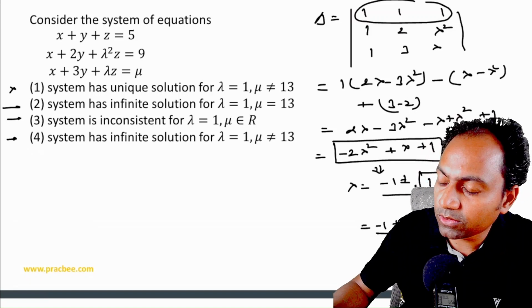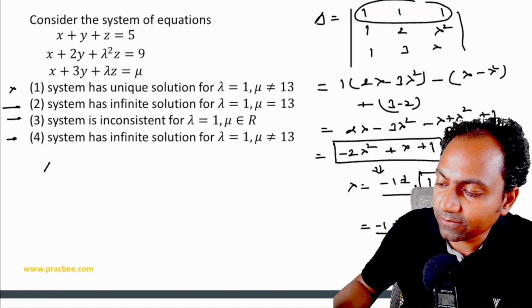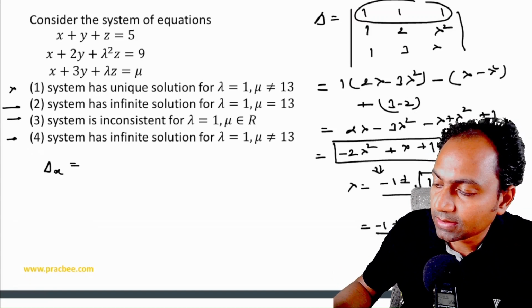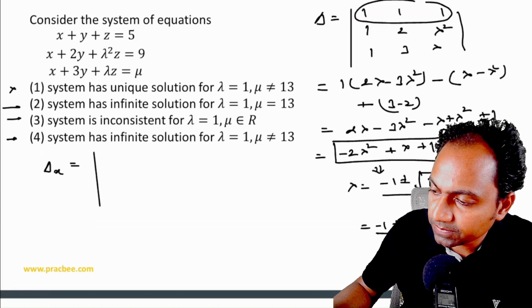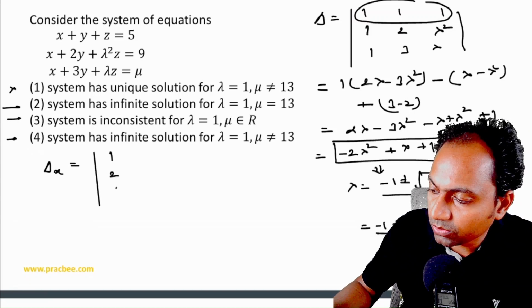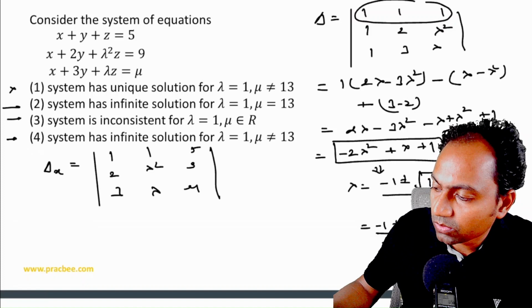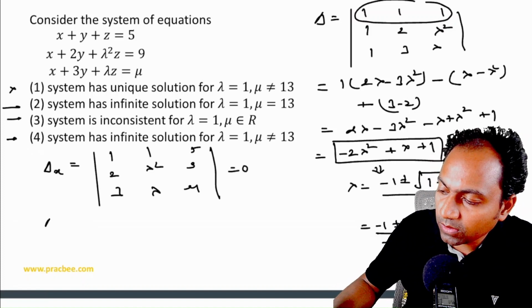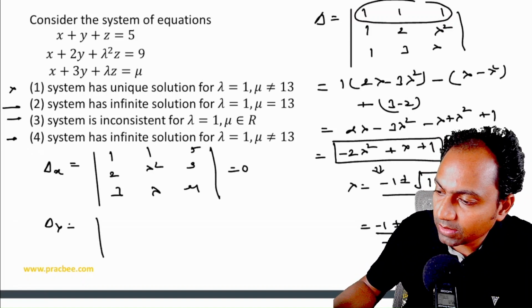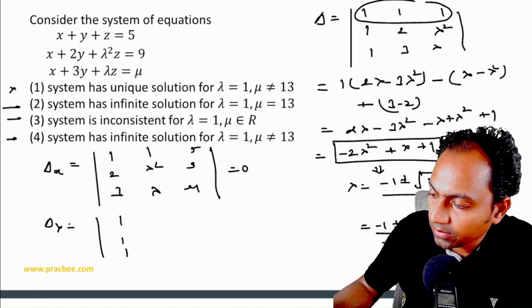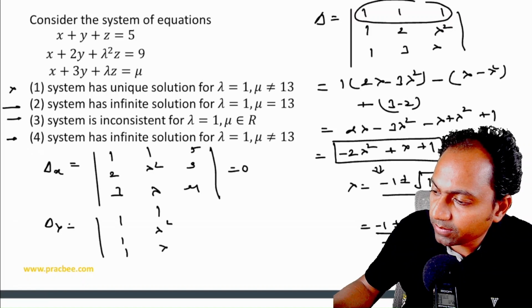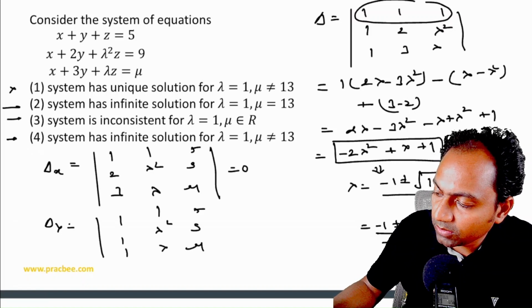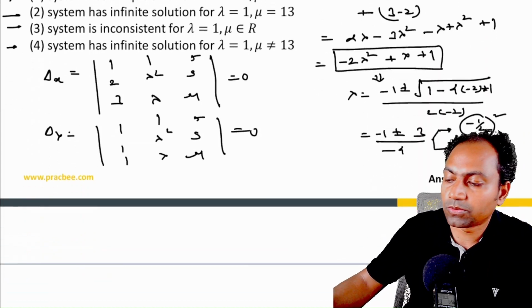Now in order for this to become infinite solutions, I will have to find the value of delta x. For that, I will skip the x part and write the remaining 1, 2, 3, 1, lambda square, lambda and 5, 9, mu. See, now for infinitely many solutions, this also should become equal to 0. From delta y, if I write, it becomes 1, 1, 1, 1, lambda square, lambda, 5, 9, mu. And this should also become equal to 0.